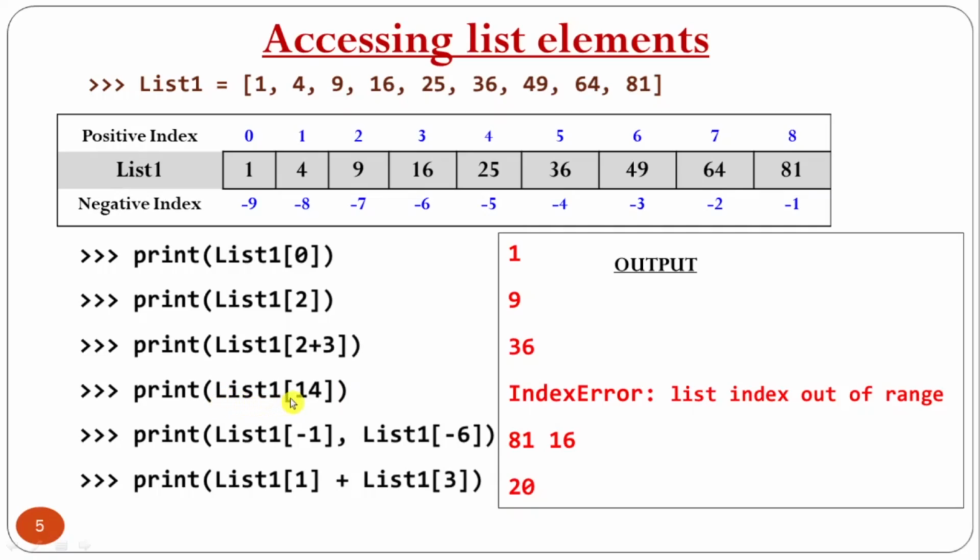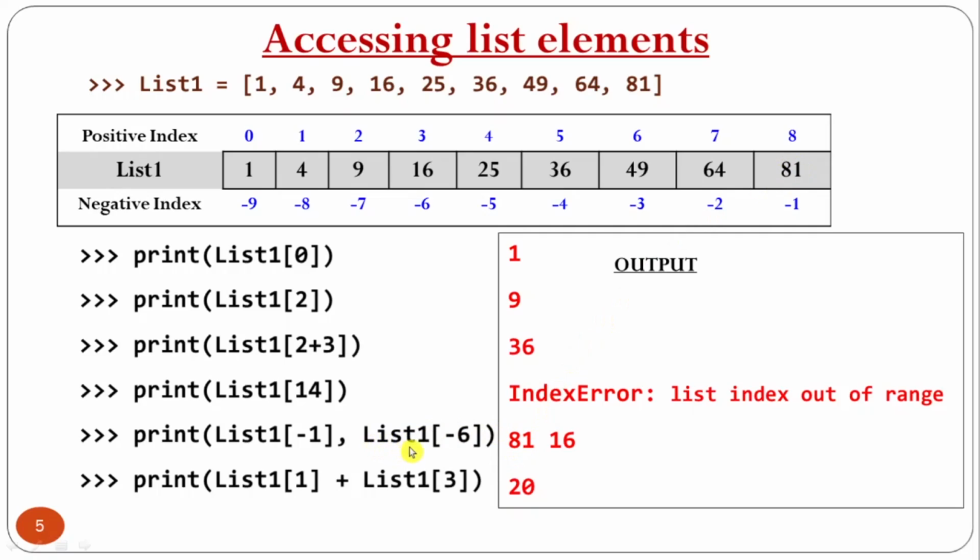So the output will be 36. Next, print LST1 of 14. In the given list LST1, the index 14 is not present. The index ranges only up to 8. So it will generate an index error, list index out of range. Next example, print LST1 of -1. Here I have used a negative index. The item at the negative index -1 is 81. So it will display an output 81.